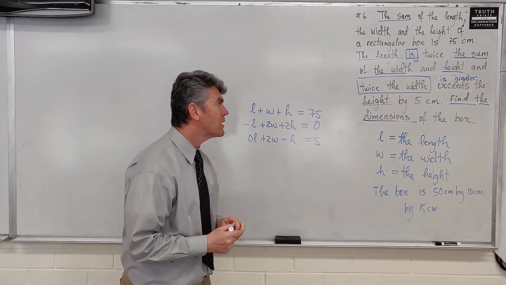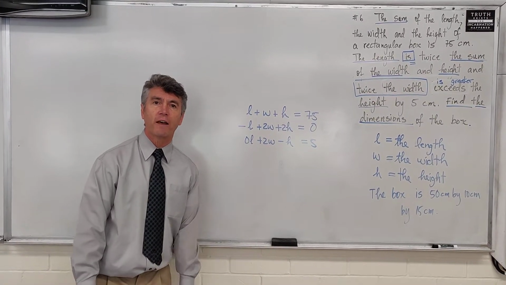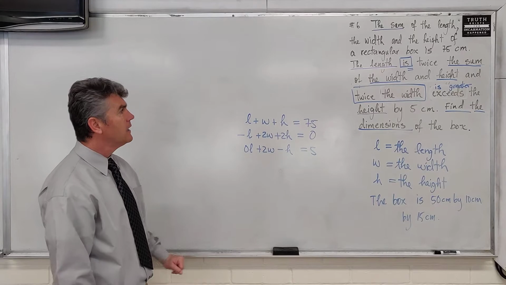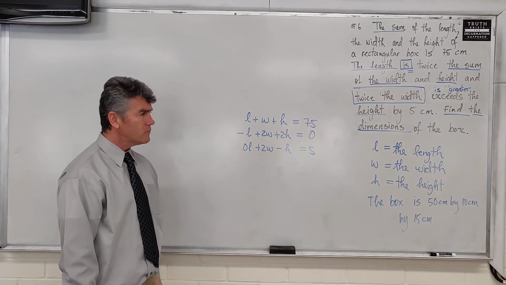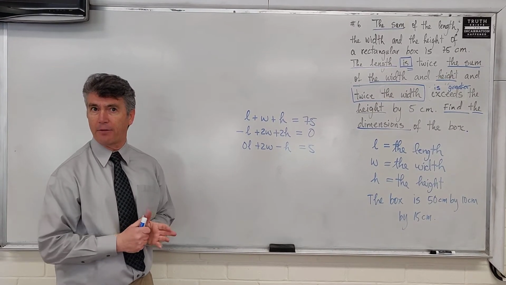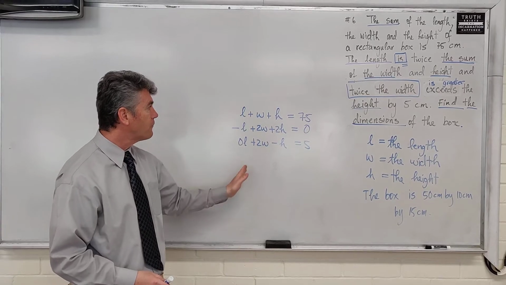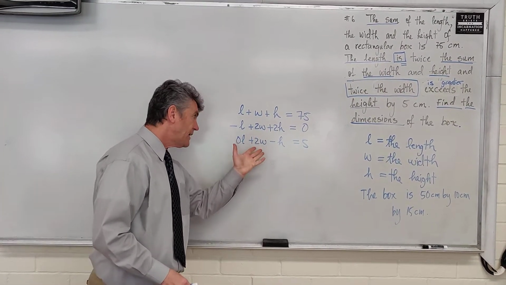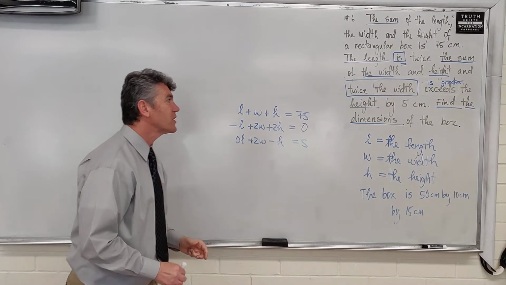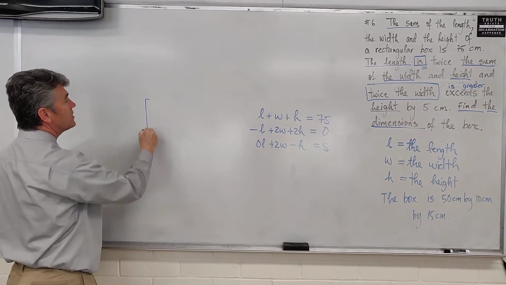So a long time ago, in chapter 3, we dealt with systems of equations with 2 variables. This is different. We notice that this time we have 3 equations. So your matrices will have 3 rows, and they will have 4 columns. 1 for the L's, 1 for the W's, and 1 for the H's, and then a 4th one for the constants. So let's write our augmented matrices.